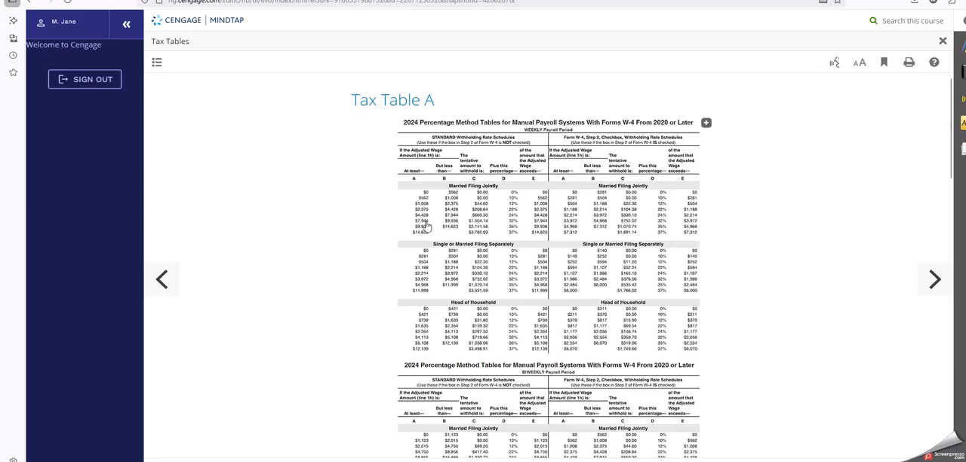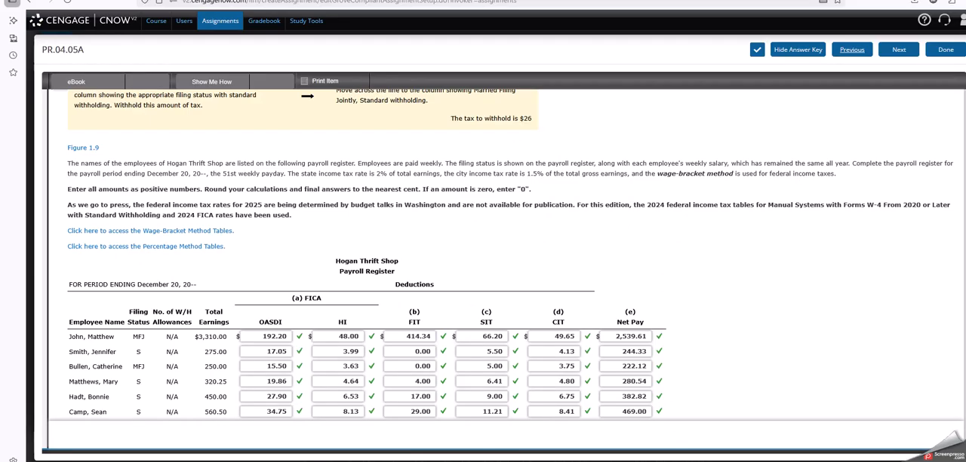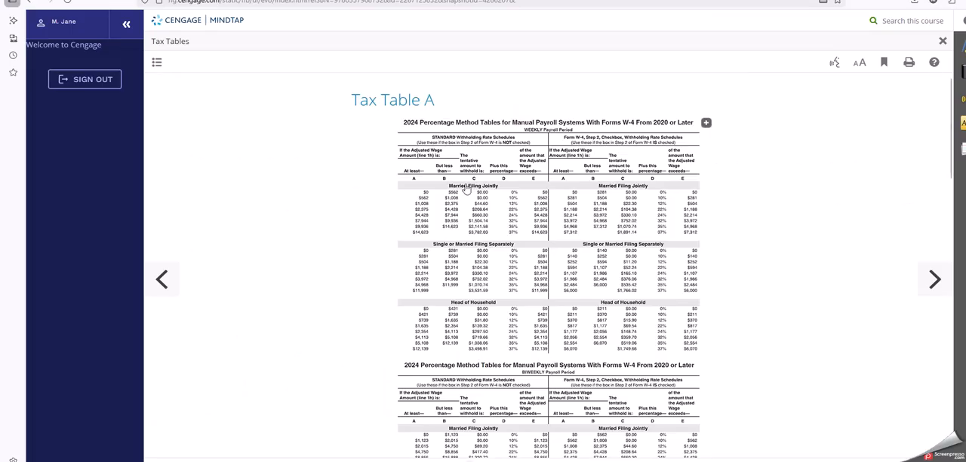So then our percentage method is married filing jointly, right? Married filing jointly and weekly. So we are in the weekly, we're in married filing jointly. He is in this category here. So $208.64 plus the amount by which his pay, $3,310, exceeds $2,375, and then we're going to multiply that by 0.22.